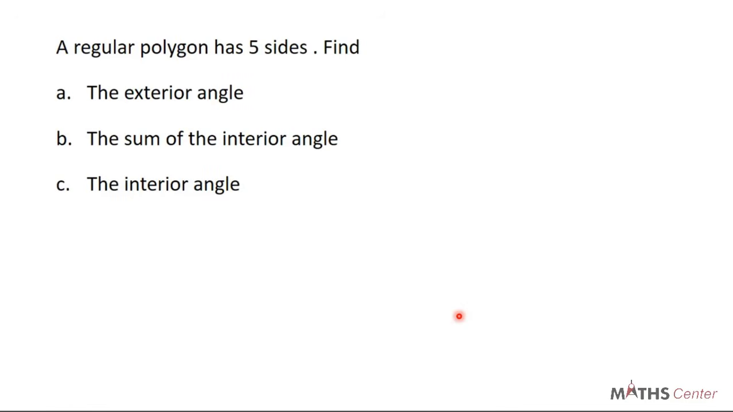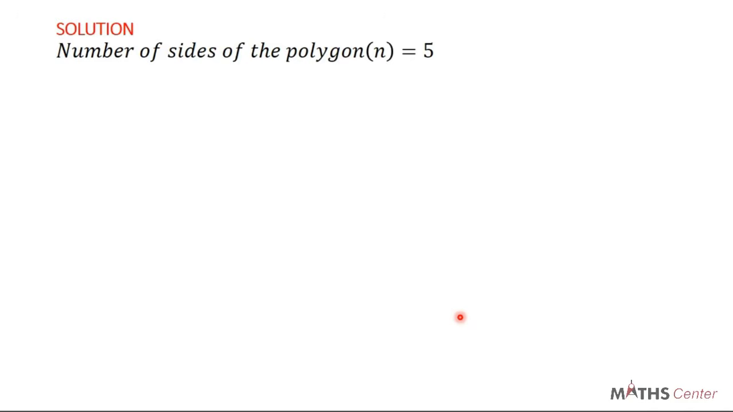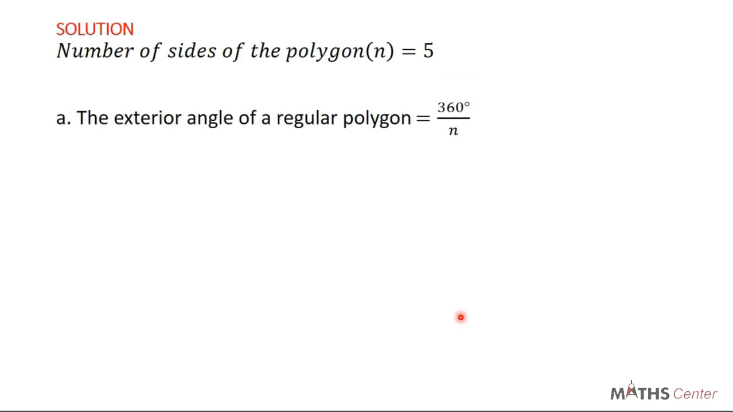Let's look at another question. A regular polygon has 5 sides. So this is a regular polygon with 5 sides, so it's called a pentagon. Find A, the exterior angle, B, the sum of the interior angles, and C, the interior angle. We know that the number of sides is 5, so n will give us 5.